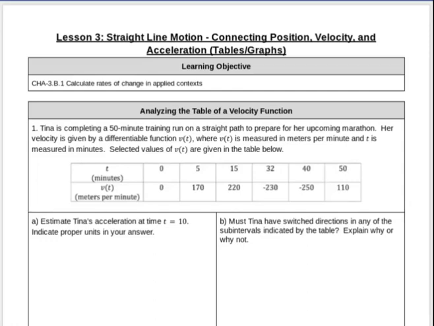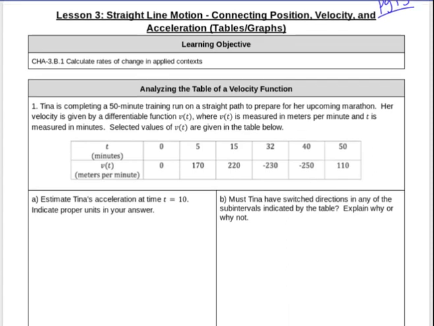So we're doing some more on straight line motion, and now we're looking at tables and graphs. These notes are on page 13 of your packet. If you could make sure you're there, that would be great. We've got one learning objective, which is calculate rates of change in applied context. So again, we're doing the same thing we did in lesson 2. It's just that now we're doing it with tables and graphs instead of just strictly with functions.